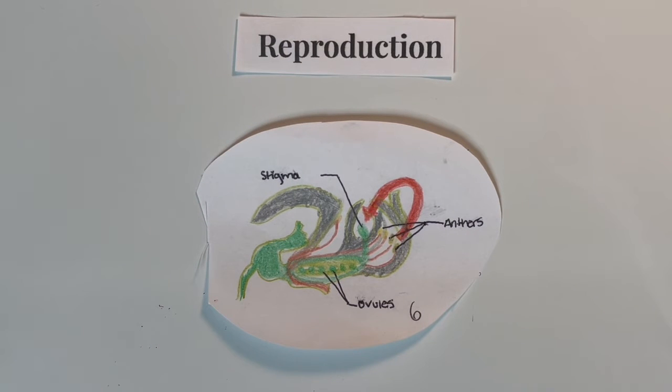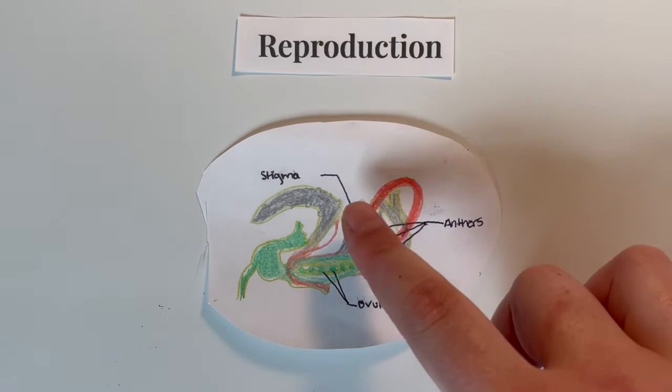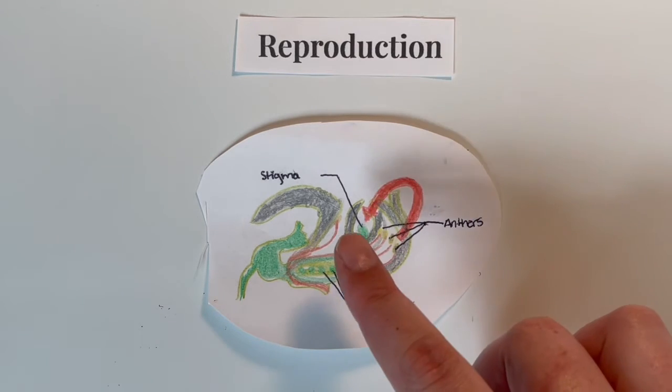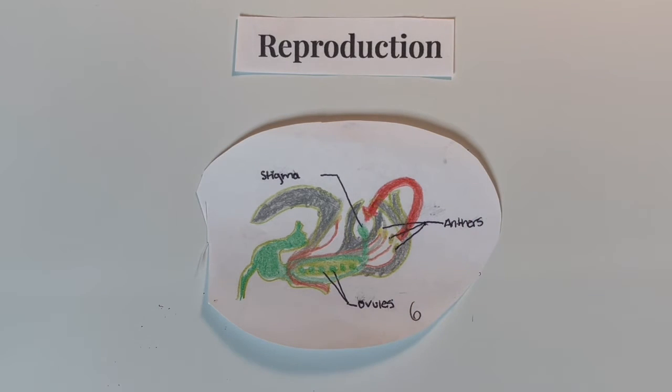It's important to note the difference between self-fertilizing plants and cross-fertilizing plants. Self-fertilizing plants use the pollen that they produce to fertilize their own ovules. If a plant cross-fertilizes, they use pollen produced from a different plant to fertilize their ovules.